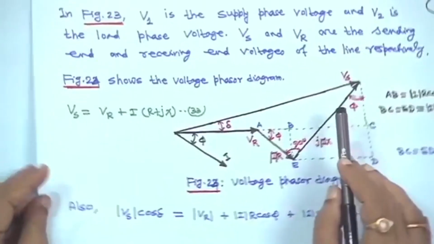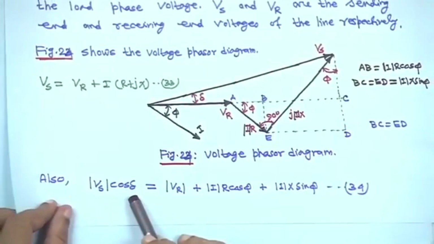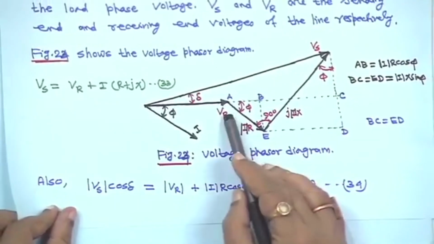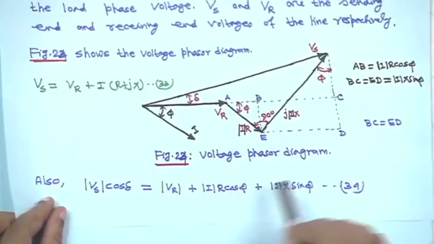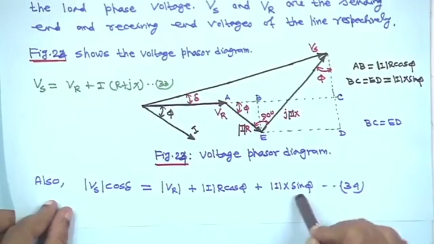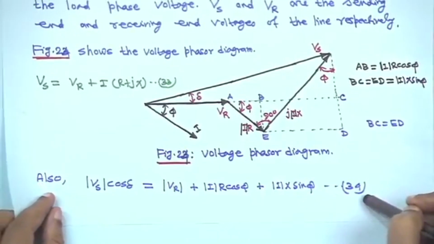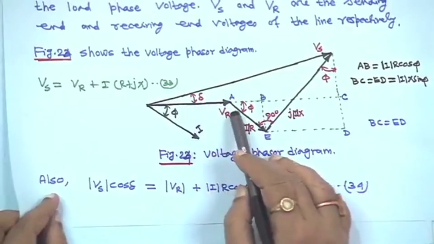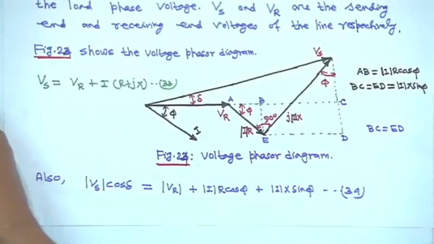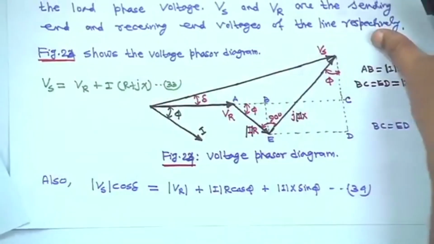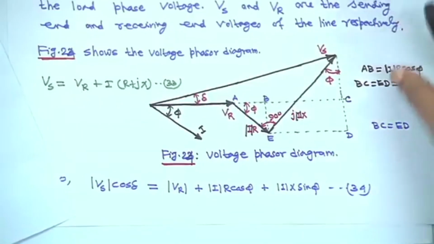Therefore, sending end voltage, you make the projection on it. So, magnitude Vs cosine delta is equal to VR, this is the receiving end, plus AB, that is IR cos phi, I is the magnitude of the current, plus BC, that is magnitude IX sin phi. So, this is say equation 34. But this phase angle delta between your sending end and receiving end is very negligible, very small. So, usually delta we can take as approximately 0.